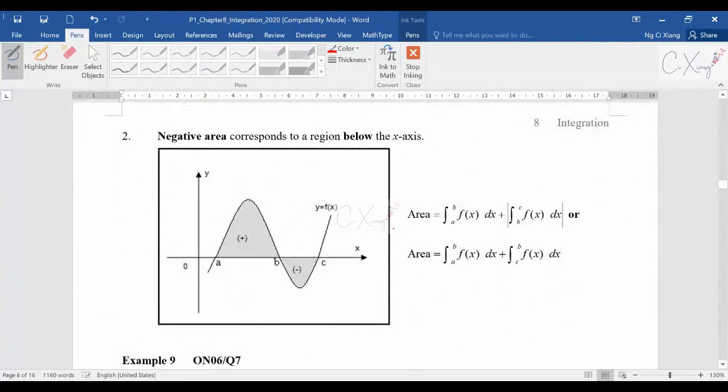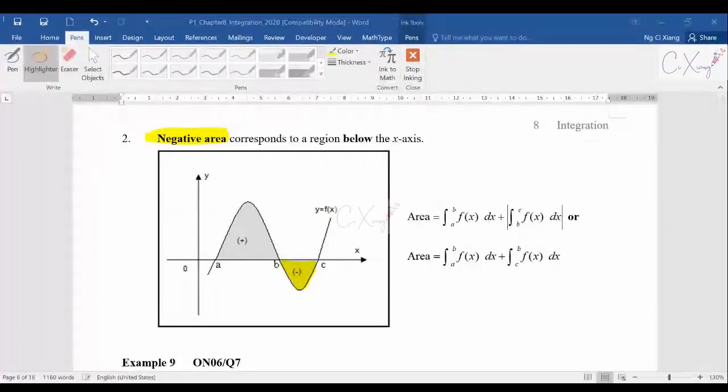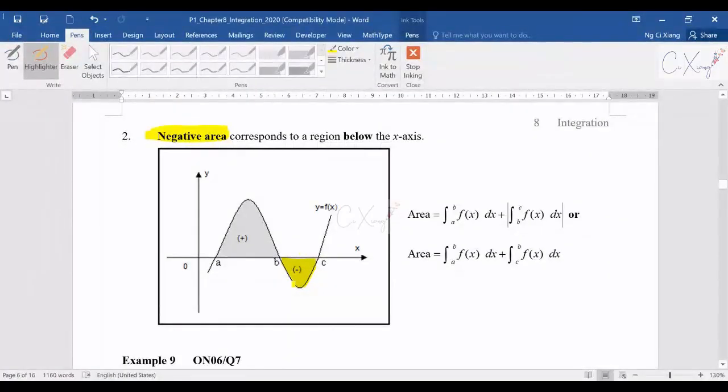Now sometimes you will see that when you are having a graph, you are having negative area. Not to say negative area, but if you integrate the area in the graph which is below the x-axis, you will get a negative value. We actually don't want this negative area in our calculation. So usually what we need to do is, after you get this area, you need to change it to become positive.